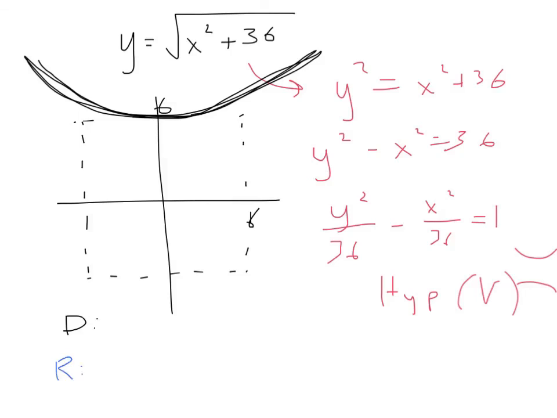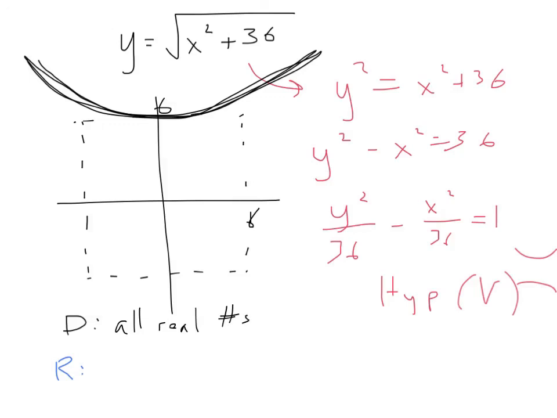So the domain is supposed to be all of the x values. So if you look at this graph and you think about this function, how far does this function go side to side? Or think about it in terms of the function up here. What are you allowed to plug in here? Well, whatever you plug in is going to be positive. It's going to get 36. It's going to get even bigger positive. We'll be able to plug in anything. The domain of this will be all real numbers.